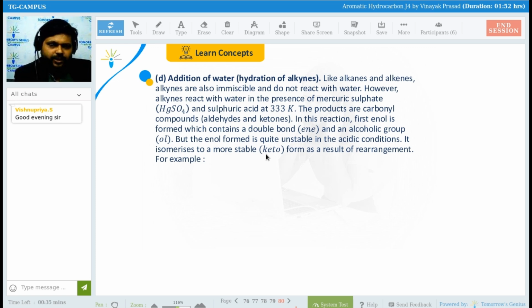Right? Addition of water, that is what? Hydration of alkynes. Like alkanes and alkenes, alkynes are also immiscible and do not react with water, that we have seen. However, alkynes react with water in the presence of mercuric sulfate, HgSO4, and sulfuric acid, at 333 Kelvin temperature. The products are carbonyl compounds, aldehydes and ketones. In the reaction, first enol is formed, which contains a double bond, that is ene, and an alcoholic group, that is ol. But the enol formed is quite unstable in acidic condition. So its isomer, the more stable keto form, is formed as a result of rearrangement.